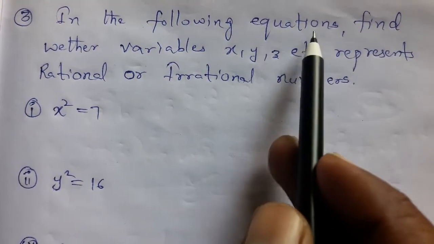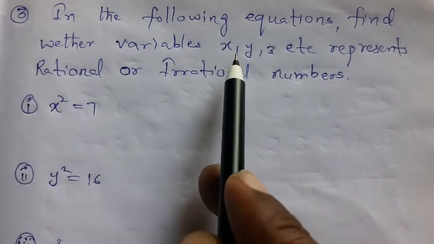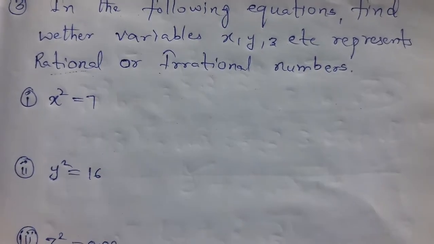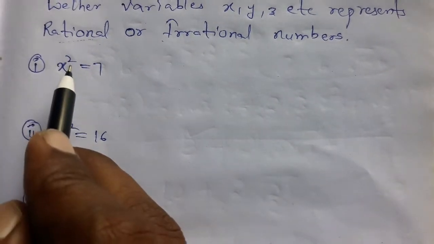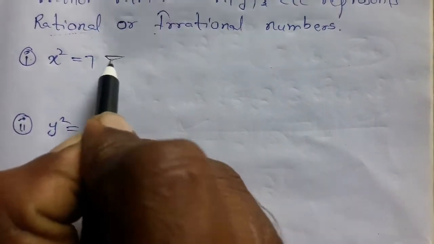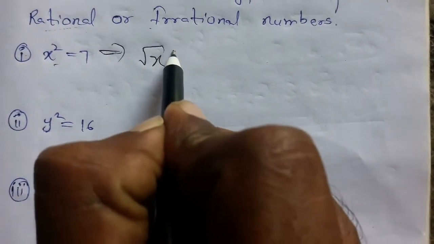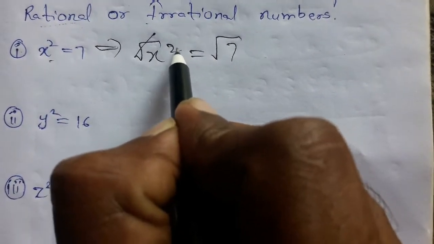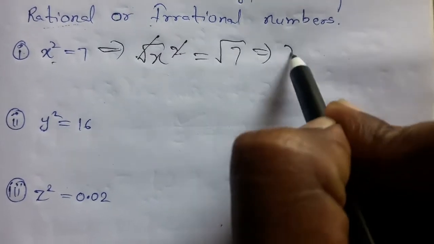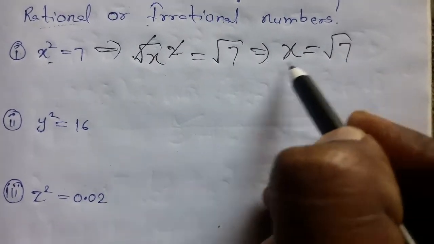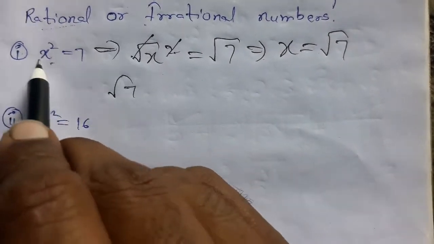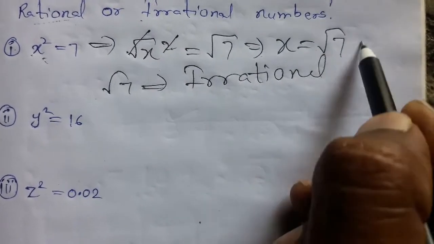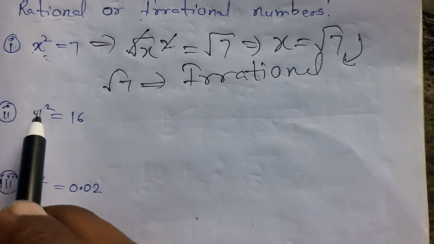Third, in the following equations, find whether the variable x, y, z, etc. represents rational or irrational numbers. See here, x square is given, applying square root on both sides. So it becomes square root of x square equals square root of 7. This square and this root cancel, that becomes x equals root 7. So root 7 means what? Irrational. So the given equation is irrational. Next, what is given?